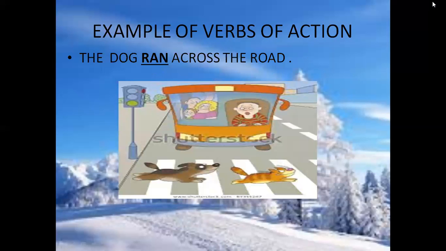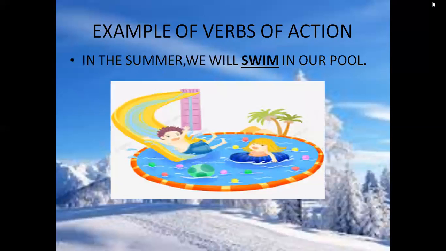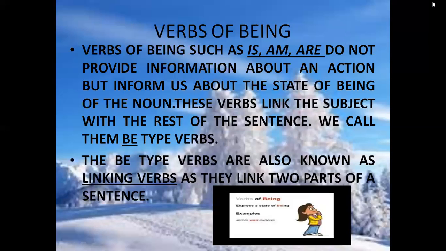The dog ran across the road. In the summer, we will swim in our pool. So the verb of action here is swim. Now verbs of being. Verbs of being such as is, am, are do not provide information about an action but inform us about the state of being of the noun. These verbs link the subject with the rest of the sentence. We call them be-type verbs.